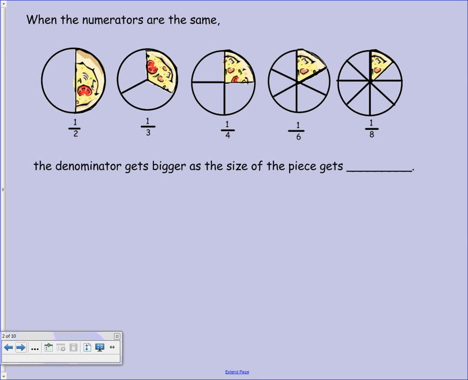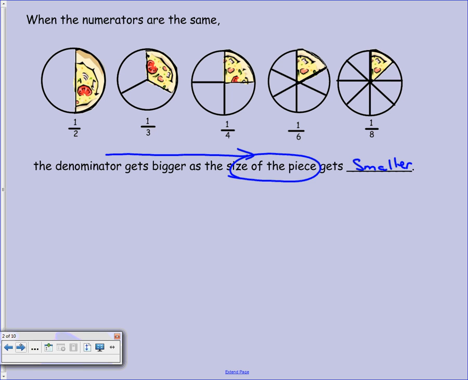So if you look at here, I've got different pieces of pizza. And here I've got 1/2, 1 out of 2. Here I've got 1 out of 3, 1 out of 4, 1 out of 6, 1 out of 8. What do you notice about the denominator? So as the denominator is getting bigger, 3 is bigger than 2, 4 is bigger than 3, etc. As their denominators are getting bigger, the size of the pieces gets smaller. Size of the piece gets smaller.